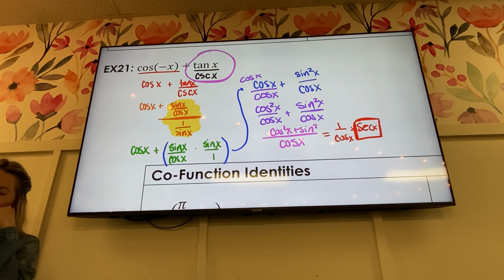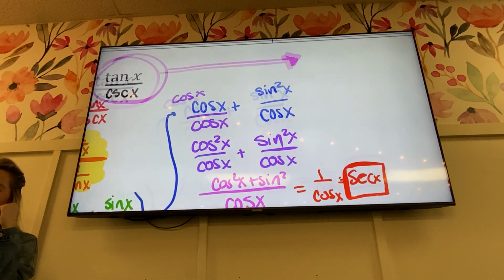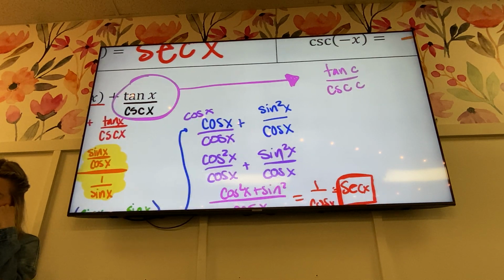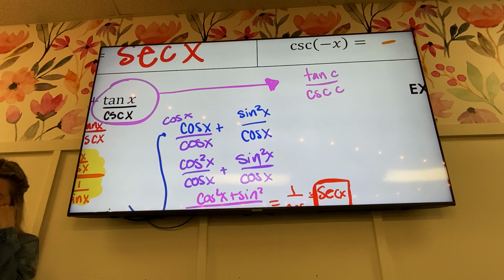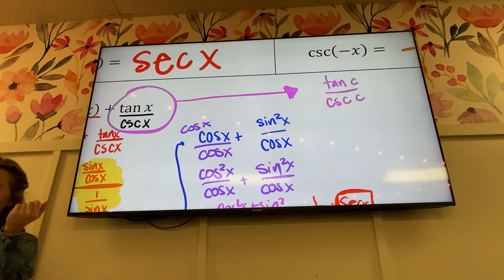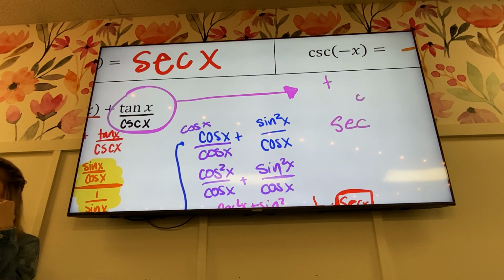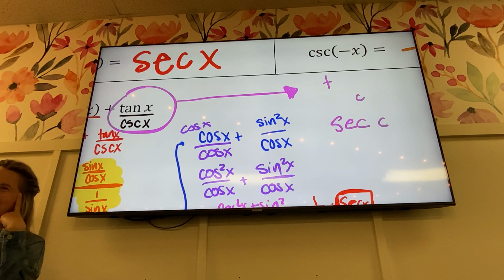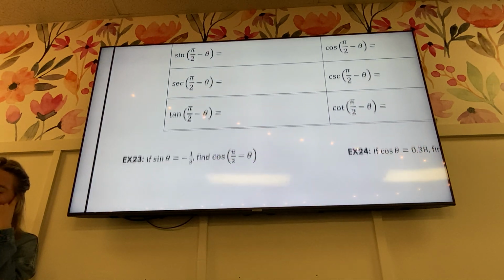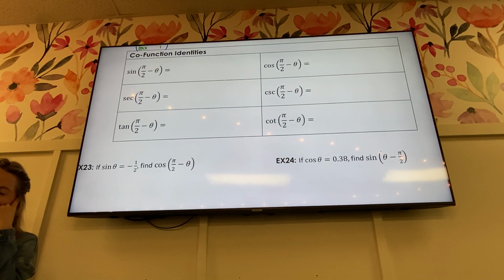This guy right here was one of my Valentines. I don't know if you remember when we did the Valentine's math. I think it was tangent C over cosecant C. And so when you simplify all of that down, it simplifies down to, I can't remember how it went, but it simplified down to sec C. You get it? I'd have to go look it up to see what the original fraction was. All right, anyways.